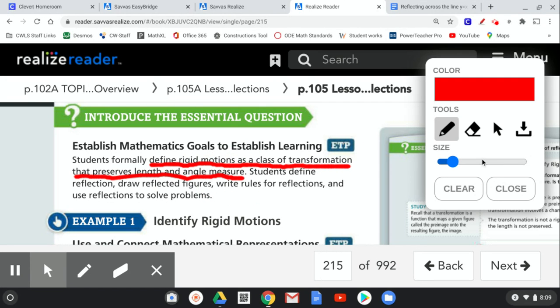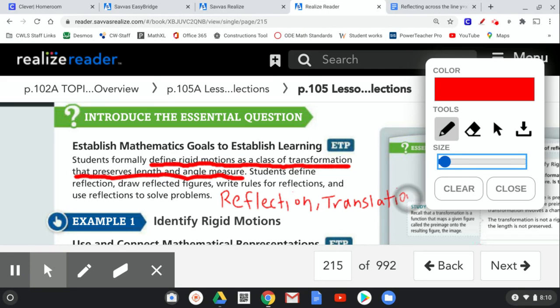What we're talking about here is the rigid motions that we're going to use in this chapter: reflections, which is this first section that we're going to go over, translations, and rotations. Those are our three types of rigid motions. A reflection is when you flip the object. Translation, you slide it. Rotation, you turn it. So those are our rigid motions.